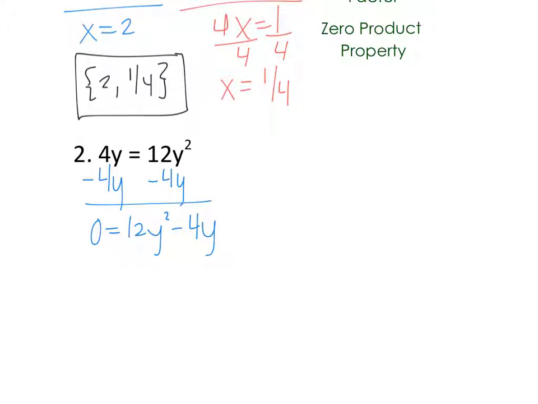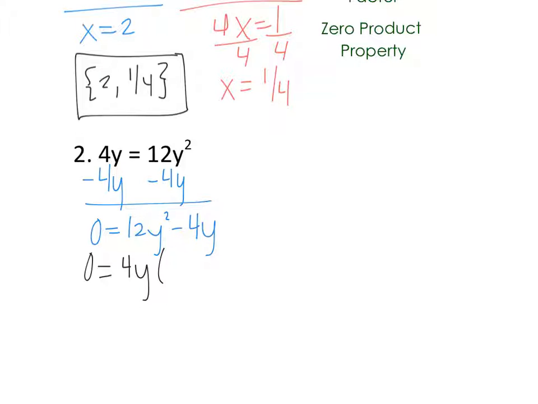Now, this polynomial here has two terms. It's a binomial. So I want to take out the GCF, and that's how I'll factor this problem here. So if I factor out the GCF of 12y squared and 4y, it would be a 4y. So I get 0 equals 4y. Now I have to undistribute.